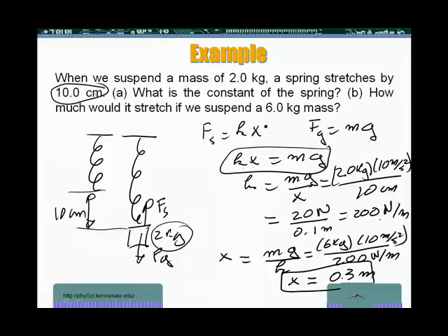This is the meaning of saying that the amount of stretching of a spring is going to be proportional to the force. So when I triple the force by having 3 times the mass, I will get 3 times the stretching. And again, this is applicable only as long as we don't exceed the elasticity limit.